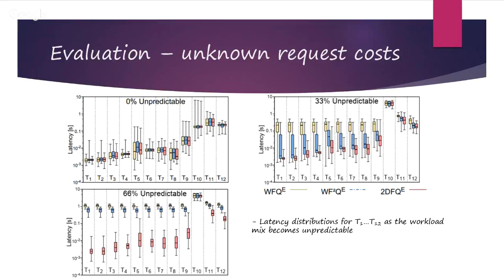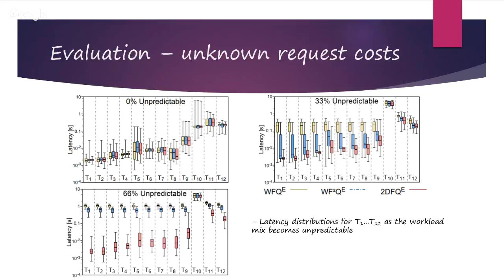However, with 33 percent and 66 percent unpredictable tenants present, latency under weighted fair queuing and worst-case weighted fair queuing increased nearly uniformly across all tenants to approximately 1 second 99th percentile latency.